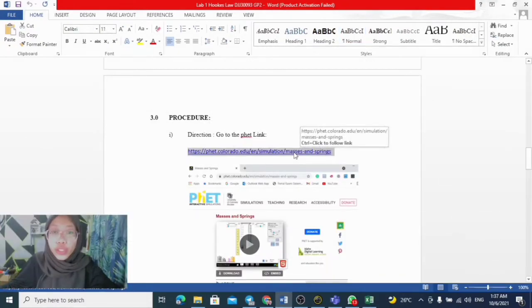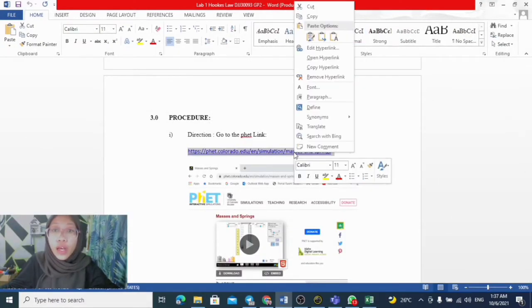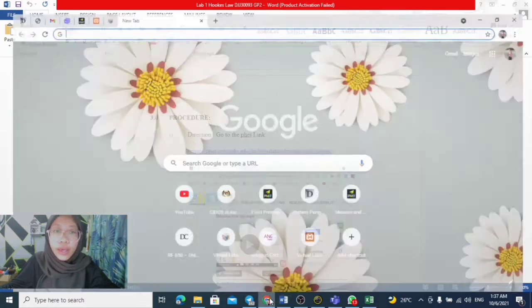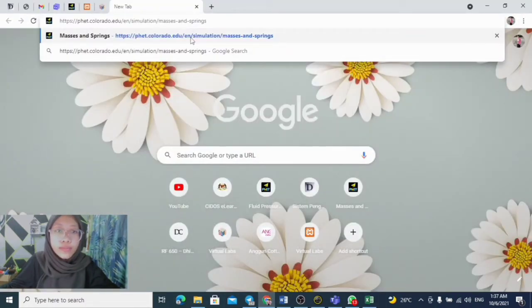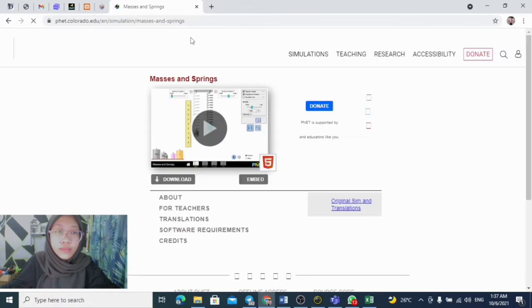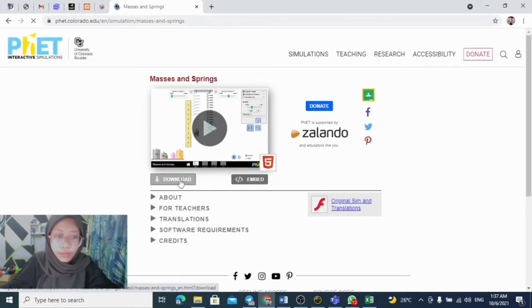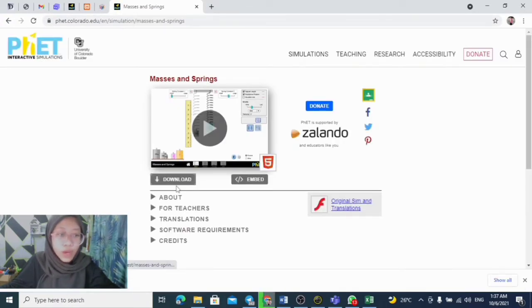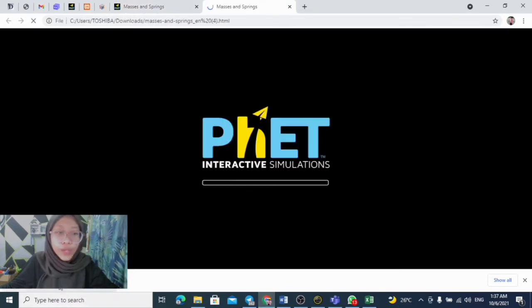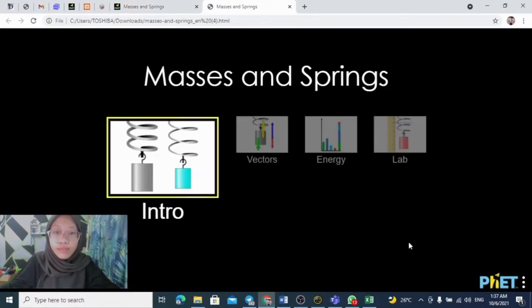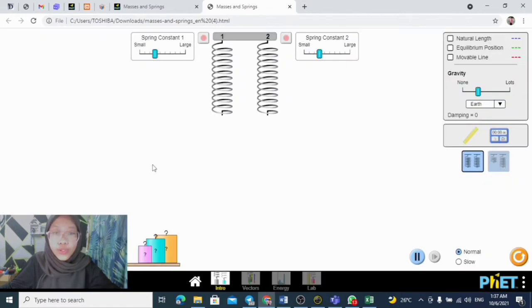To show the tutorial on how this virtual lab works, first copy this link and paste it in Google. Click download. Wait for a while and open the file. Select intro and select the compressed spring constant, the first one, and adjust spring constant 1 to small and adjust large for spring constant 2.